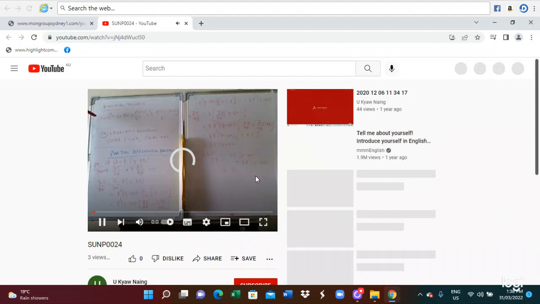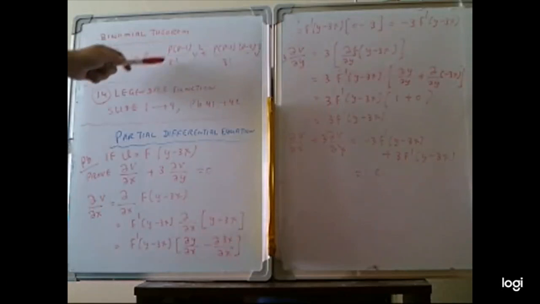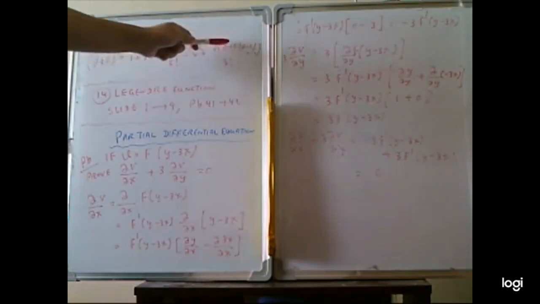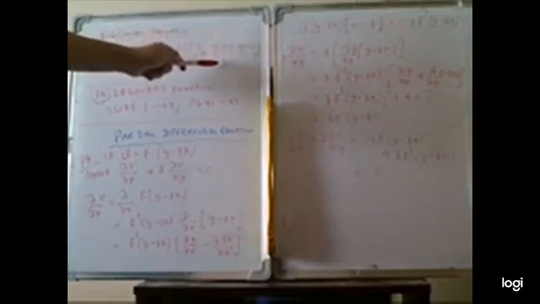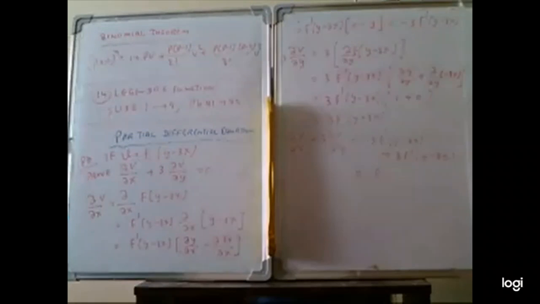The next one is the binomial theorem: (1 plus x) power n is equal to 1 plus nx plus n into n minus 1 by 2 factorial x squared plus n into n minus 1 multiplied by n minus 2 divided by 3 factorial x power 3. So this is the binomial theorem. Based on the Legendre and the binomial theorem, you have to do this exercise. So topic 14 Legendre function, slide 1 to 9, and do the problems 41 and 42.